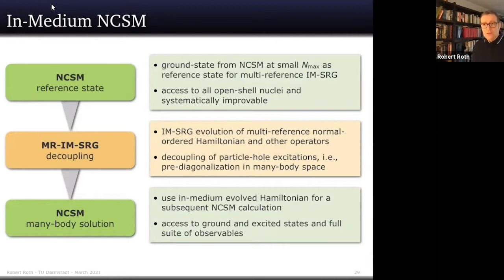The difference now is we don't use this single corner matrix element, which represents our ground state energy in the single reference in-medium SRG. We use a matrix that comes out of this evolution and do a secondary NCSM calculation in the end. And this then provides all the observables we want.